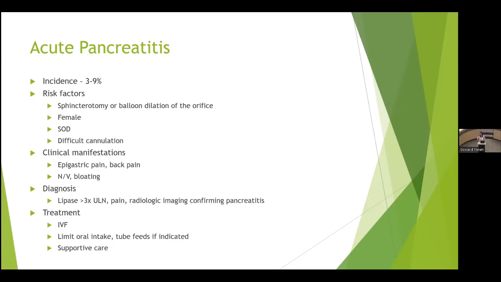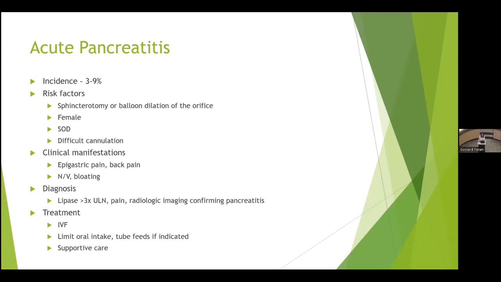So the incidence of acute pancreatitis is 3 to 9%. The 9% is largely related to folks who have sphincter of Oddi dysfunction or papillary stenosis, which is where that ampulla is kind of narrowed, scarred, stenosed, hard to access, for which we do a sphincterotomy. Most of the risk profile is closer to that 3% incidence.